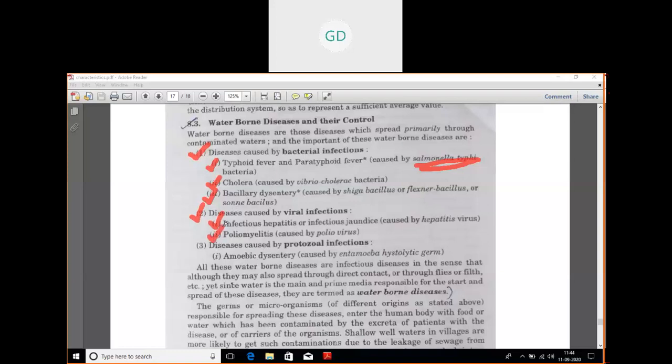Third one is diseases caused by protozoal infection, that is amoebic dysentery. And what causes amoebic dysentery? It is due to the Entamoeba histolytica germ. You should remember these scientific names. Then, after writing all this part, the preventive measures are given. You can write it down now.